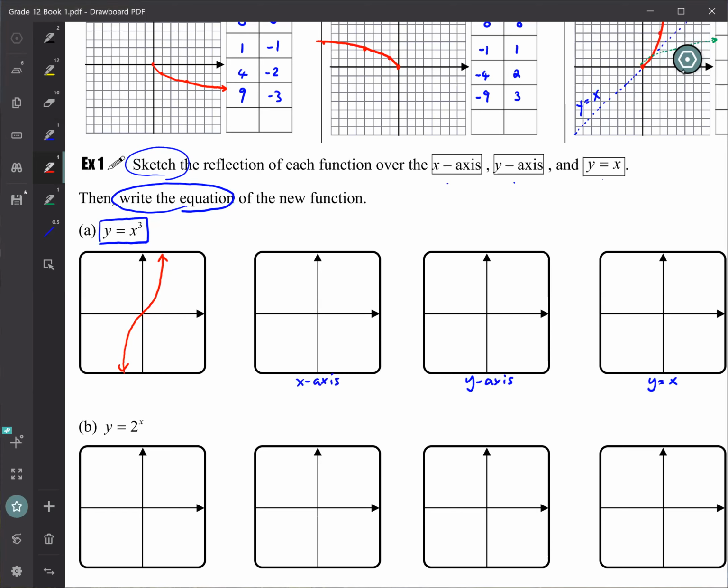Are we supposed to write the equation too? If you know how, yes. If you finish the graph, you can start writing the equation. We are going to do that too, but first we'll go over the graph. If you finish all three graphs, please raise your hand.